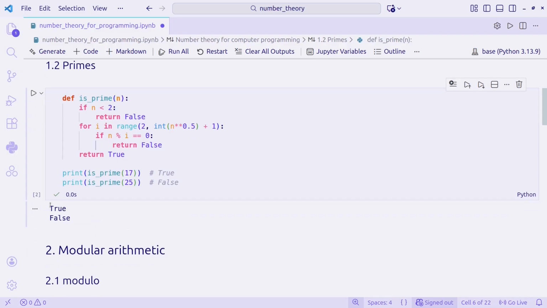Yes, you will receive true and false respectively, okay? So that means 17 is a prime number while 25 is not a prime number.